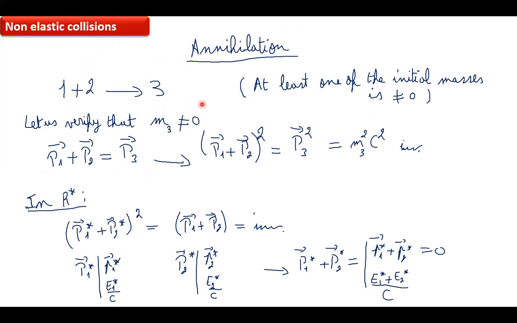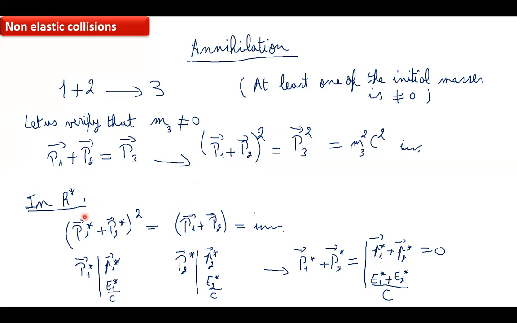In this first example, we will consider that at least one of the initial masses, 1 or 2, is different from 0. So let's see if M3 is different from 0. So conservation of momentum, P1 plus P2 is equal to P3. So P1 plus P2 squared is equal to P3 squared. And P3 squared is, of course, equal to M3 squared c squared, which is an invariant.